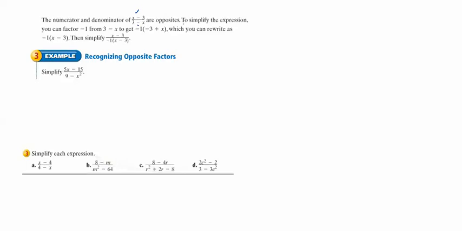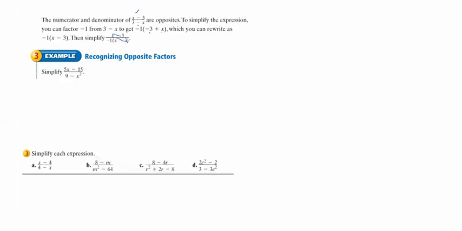To simplify the expression, you can factor a -1 from 3 minus x, and you're going to get -3 plus x, which you can rewrite as -x plus 3. So if we just change the order between this and this, we get that. And now at the top we have our x plus 3, and at the bottom we have our x plus 3. These two now can cancel, and you'll end up with 1 over -1, which is -1. Okay, because we're going to use that when we factor recognizing opposites.